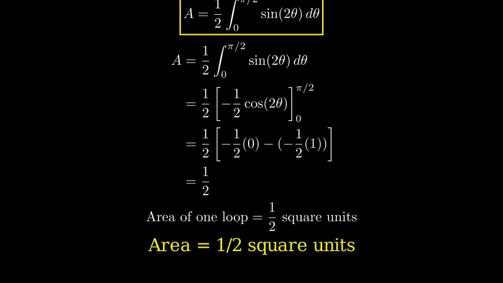We've sketched the polar curve r squared equals sine of 2 theta and found that the area enclosed by one loop is 1/2 square units. Thank you for watching. Remember that when finding areas of polar curves, we use 1/2 times the integral of r squared with respect to theta.